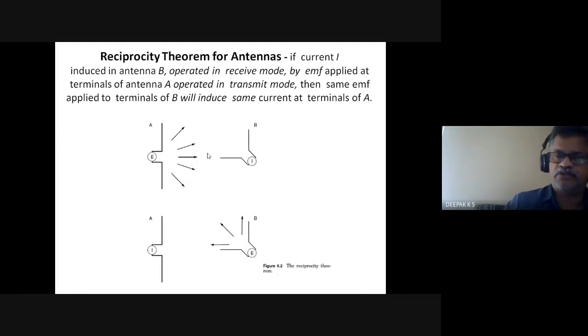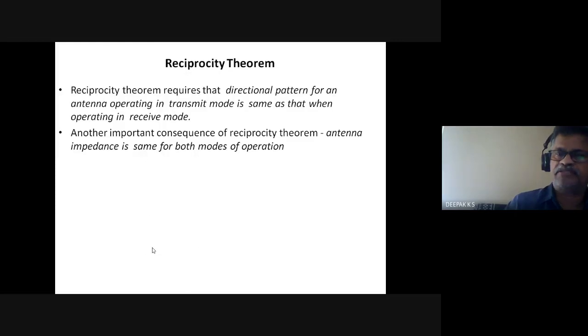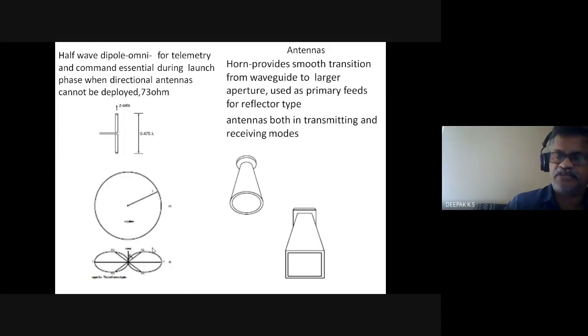So this is the reciprocity theorem. This antenna is transmit, you apply an EMF, and a current is induced. In the receive antenna, you give an EMF E, and the current I is induced in this transmit antenna when it is used in receive mode. As a result, many properties of antenna apply equally to both modes. So we can use a single antenna, using a diplexer, for transmit as well as receive.